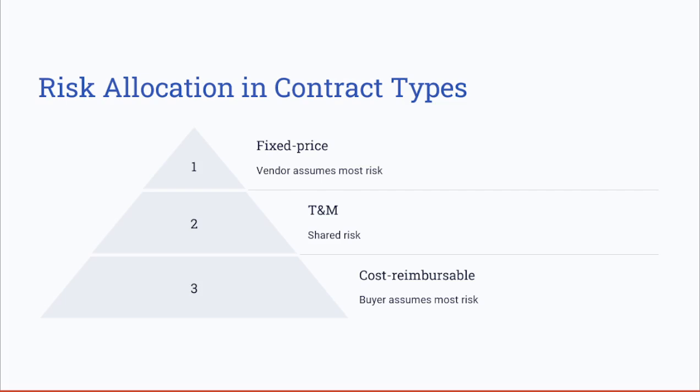So we said the fixed price contracts, the risk here is on the vendor. Cost reimbursable contracts, the buyer assumes most of the risk. In the time and material contract, it's a shared risk between the buyer and the vendor.